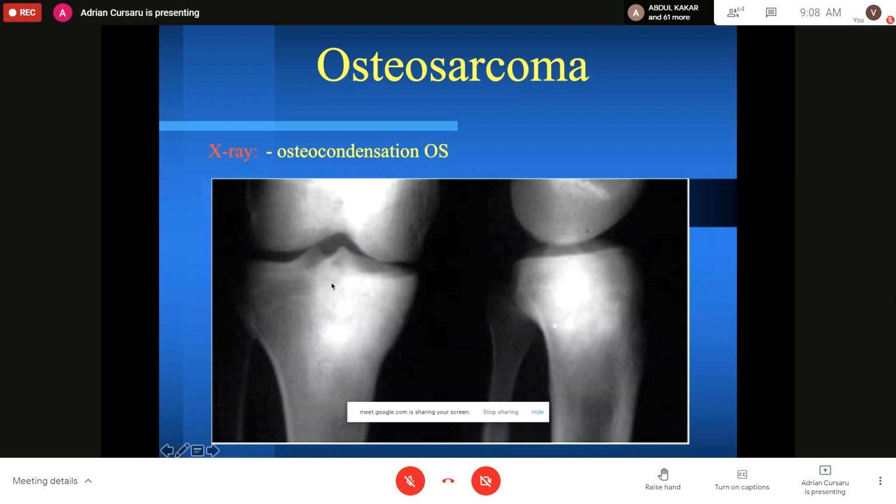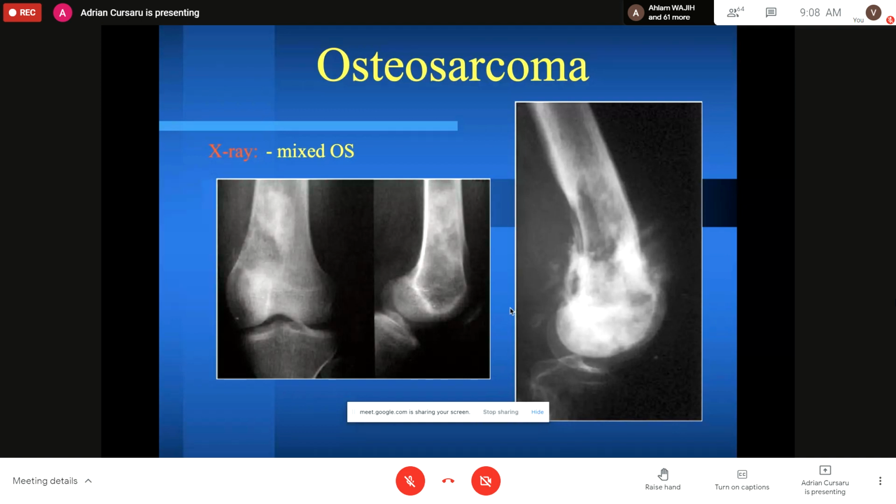In that image, you don't have any reaction of the periosteum, but in time it will appear. If you look with attention on the lateral part of the distal tibia, there is a little periosteum reaction, and also in the posterior part of the tibia. But in time that periosteum reaction will appear. In many cases, you can see osteosarcoma with mixed lesions, osteolytic and osteocondensation, with periosteum reaction.